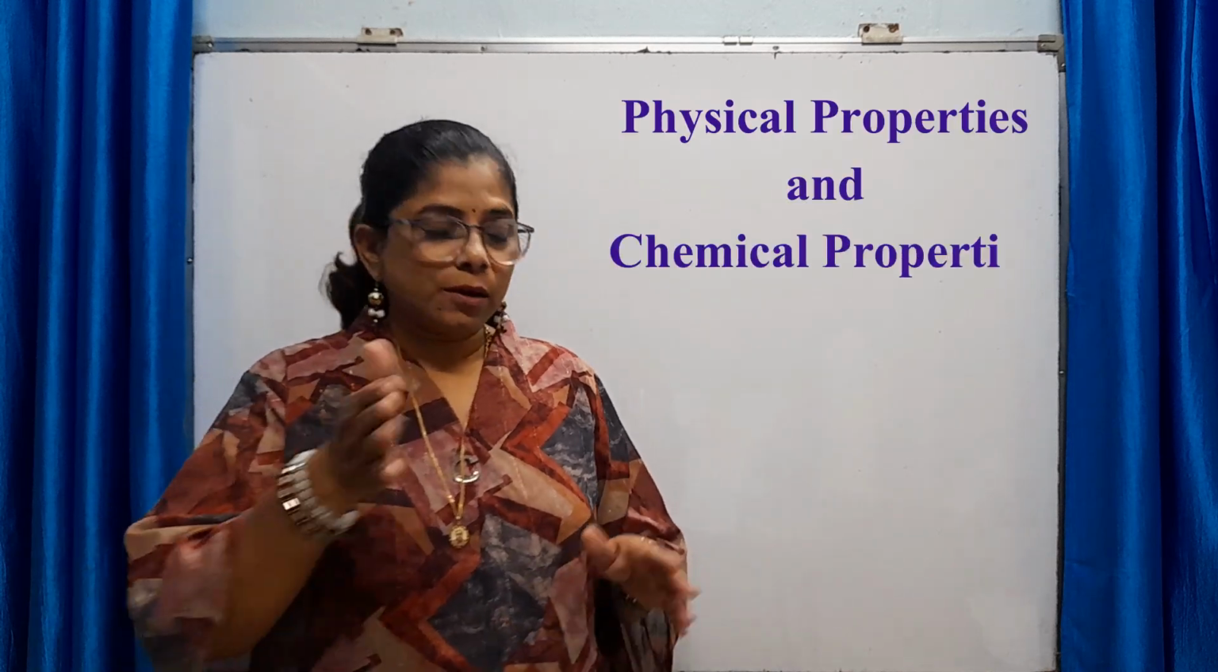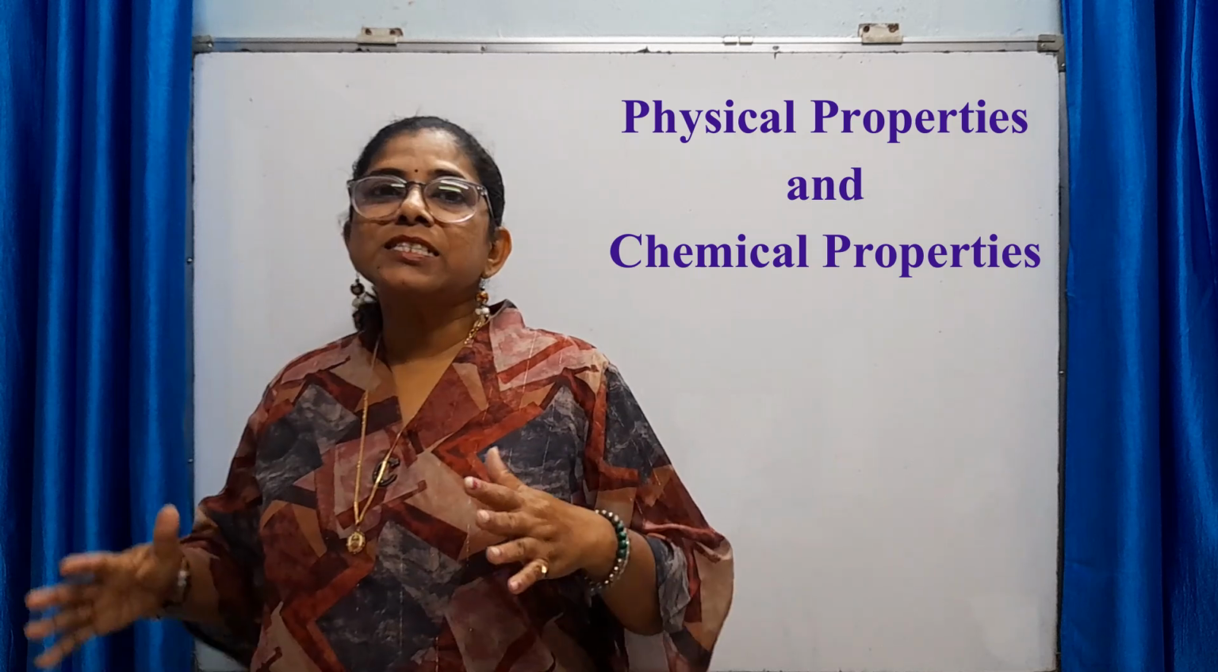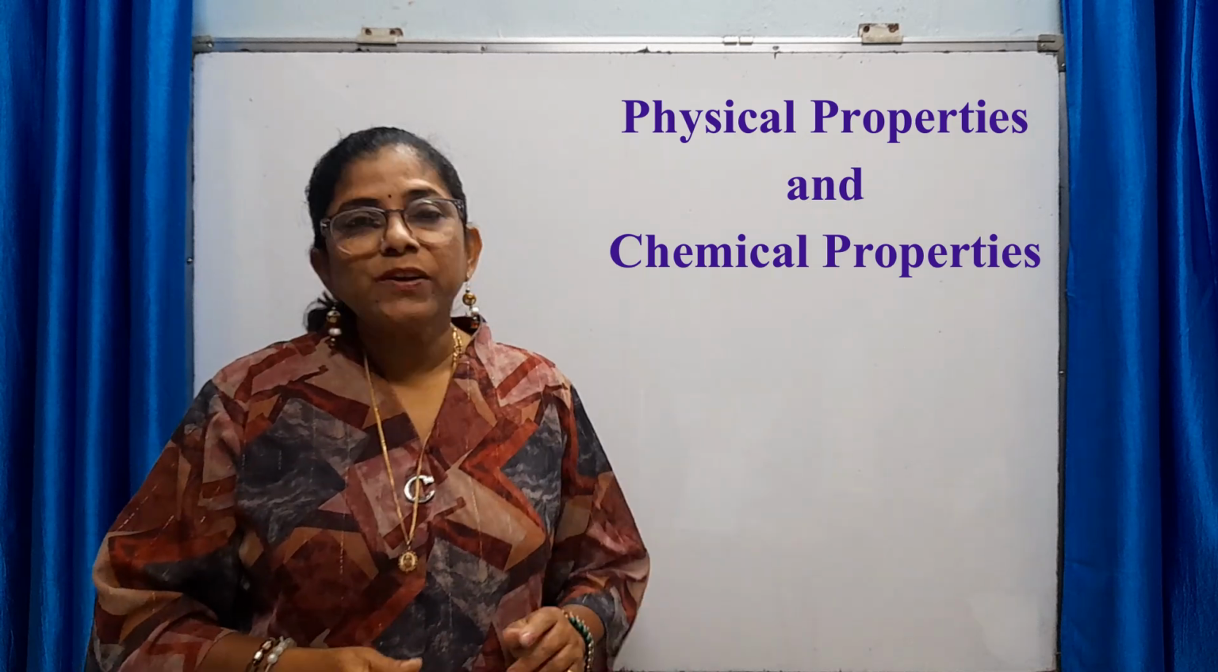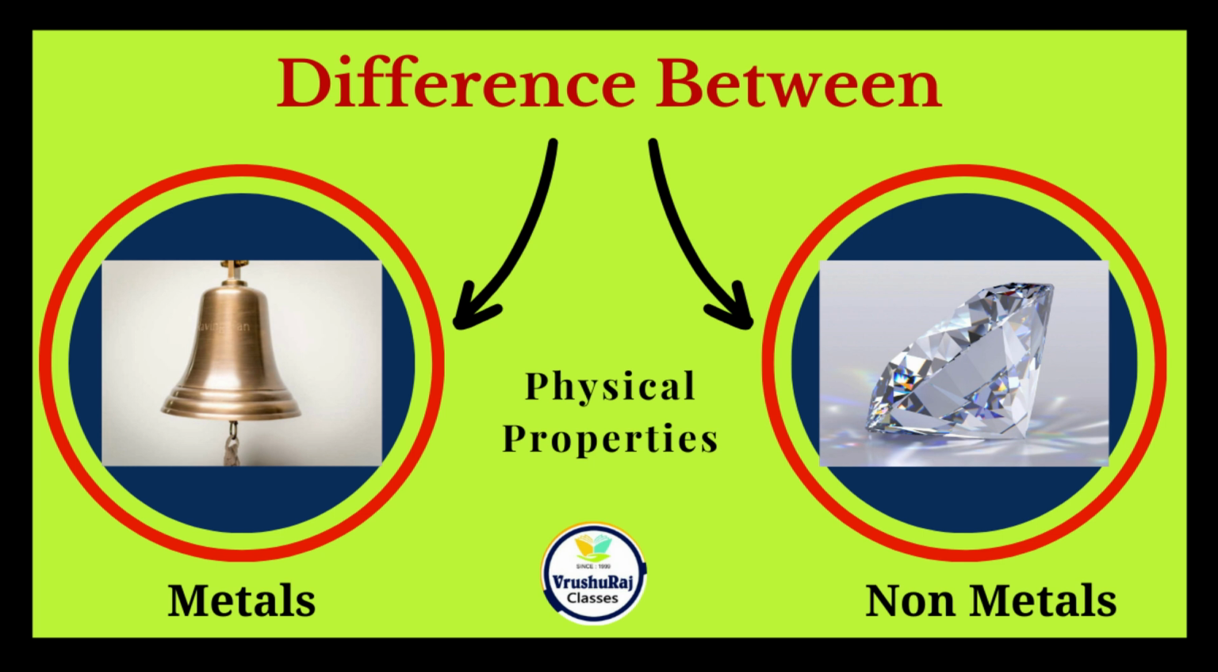So here metals and non-metals are differentiated based on their physical properties as well as their chemical properties. So in this video, we are going to talk only about the physical properties of metals and non-metals. This itself is a very interesting and important part of this chapter. So let's start with the physical properties of metals and non-metals.